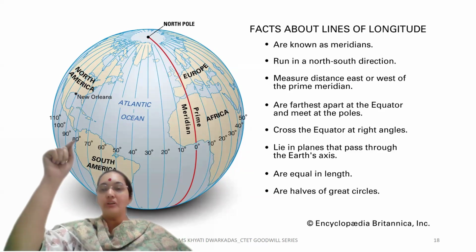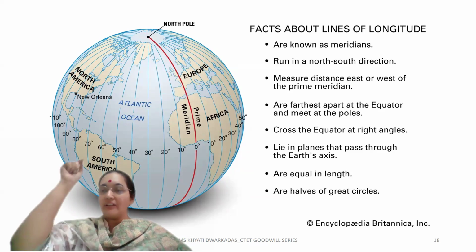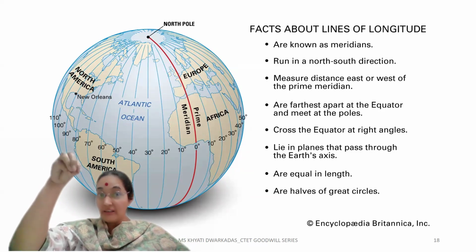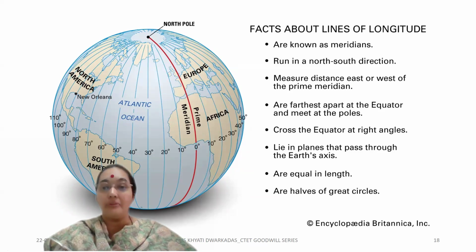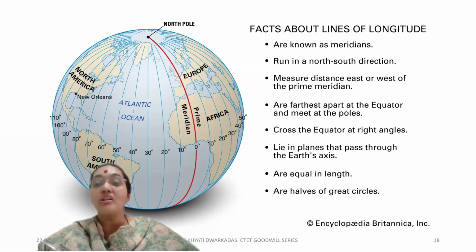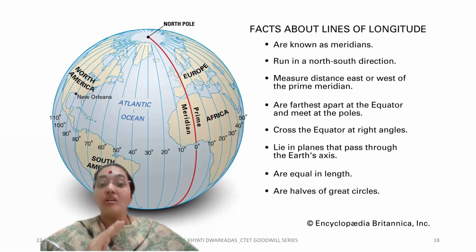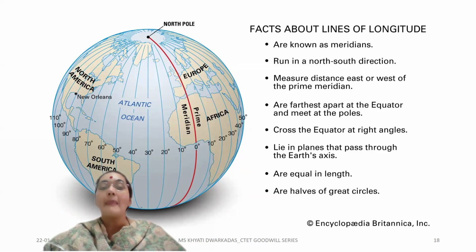They run from north to south. They touch the North Pole. They join at the North Pole. They touch the South Pole. They join at the South Pole. They measure the distance east or west of the prime meridian. And as you can see here, the prime meridian is your 0 degree longitude.